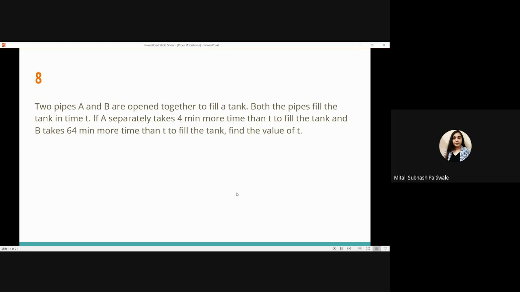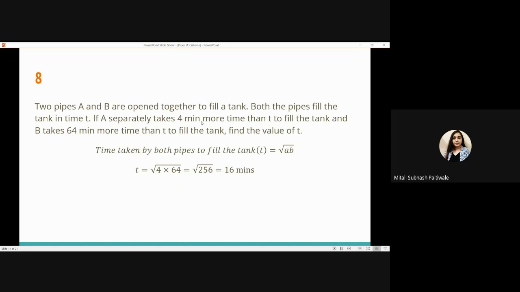As we were finding in the previous topic, the way we started with time and work, there we did t is equal to root ab. Here we are doing the same thing. The time taken by both the pipes to fill the tank would be root ab. So root ab, where a is 4 and b is 64. Let's multiply them together and we'll get 256. 256 is the root of 16, so this time t is nothing but 16 minutes.